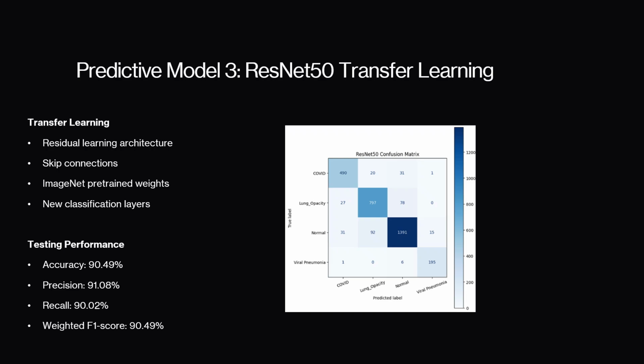Like VGG16, the pre-trained convolutional layers remained frozen while new classification layers were trained using the chest X-ray dataset. ResNet 50 achieved an overall testing accuracy of 90.49%, with precision, recall, and weighted F1 score all remaining above 90%. Although performance was great, it was slightly lower than both the custom CNN and VGG16 models. These findings suggest that additional architectural complexity alone does not improve predictive performance when sufficient disease-specific training data are available.